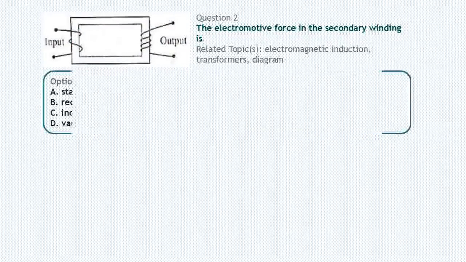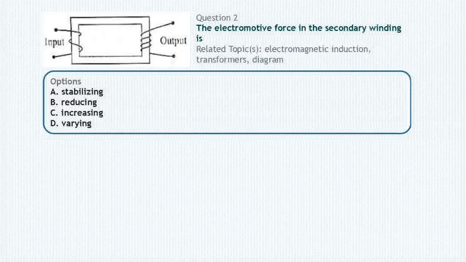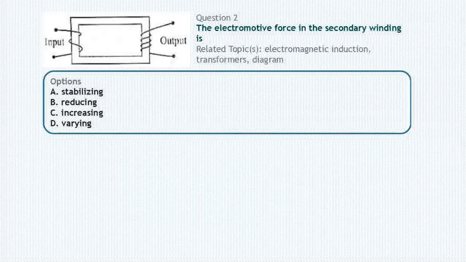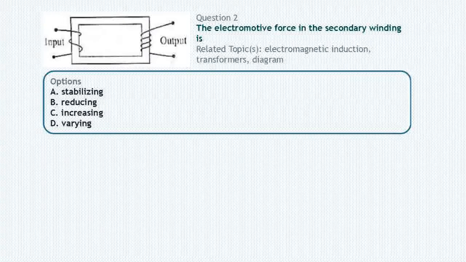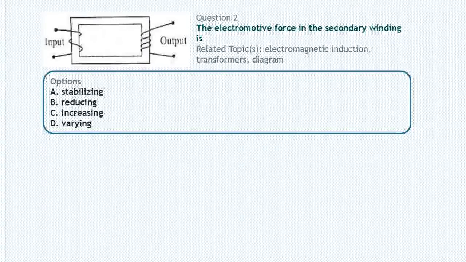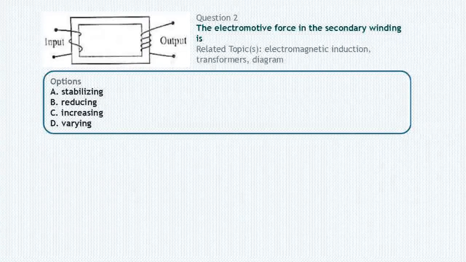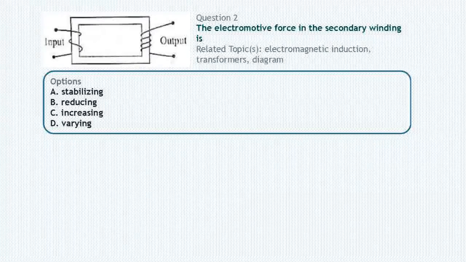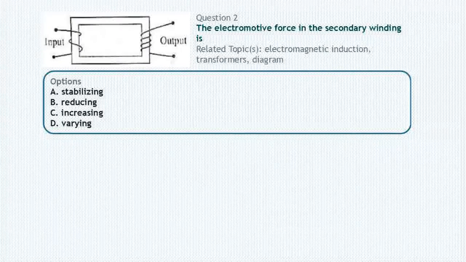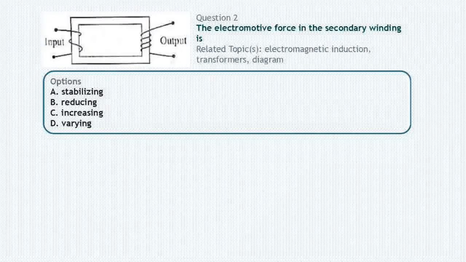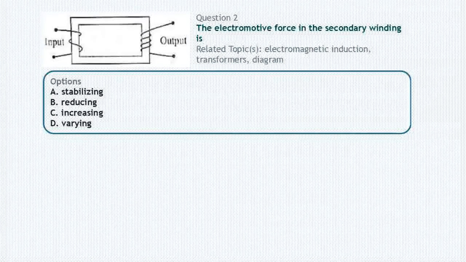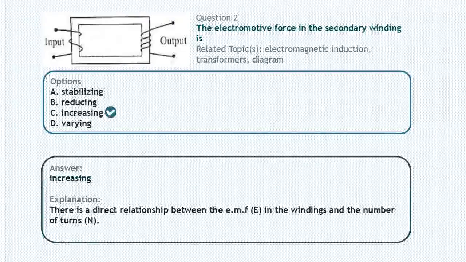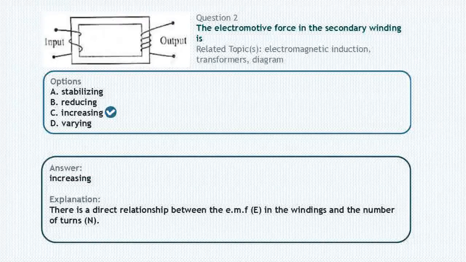Next, on electromagnetic induction, the electromotive force in the secondary winding is, so as you can see, this is the primary winding and this is the secondary winding. Now if you look at the number of turns, the turns in the secondary winding, you see it is greater than you have in the primary winding. So that means the electromotive force varies directly as the number of turns or windings. Since we have a greater number of windings on the secondary here, or on the output here, that means that the electromotive force is increasing.